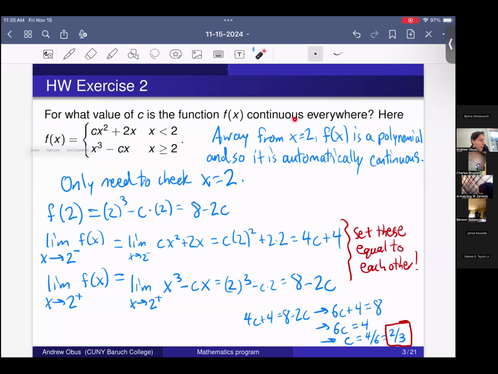And what we say is, well, no matter what we plug in for c, it's always going to be continuous away from x equals 2. So x equals 2 is the only point we have to check. And there we have to check that the limit from the left is the same as the limit from the right. And those are both the same as the actual value of the function. But in this case, the value of the function is the limit from the right, so there's no difference. So normally we'd have to set all three of these equal to each other. But in fact, for this function, two of them are clearly equal already. So you only need to solve for setting 4c plus 4 equals 8 minus 2c. Okay? And so the value of c that solves that is c equals 2/3.